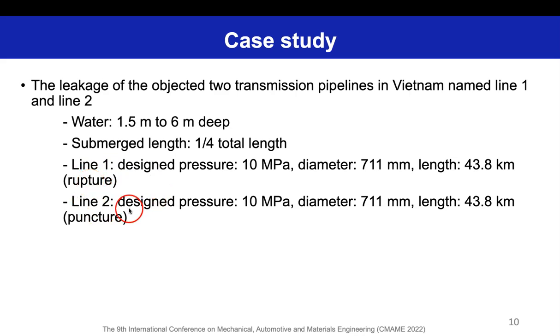Now the first pipeline, we are studying the effect of the rupture, and the second one we are going to study the effect of the puncture here. And these are the two transmission pipelines in Vietnam that we are looking to work on. And then we made some comparison about the risk assessment and find out either rupture is the main cause of the release, or it is a puncture.